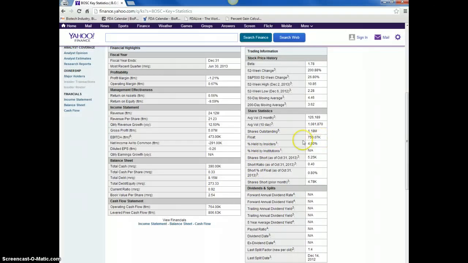750,000. That's nothing. If you trade 1 million, 2-3 million shares of this stock in a day, the float will actually rotate 2 or 3 times, meaning the shares will trade hands 2 or 3 times throughout the day. And the lower the float, the more it's going to move.